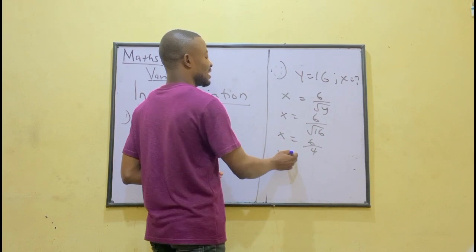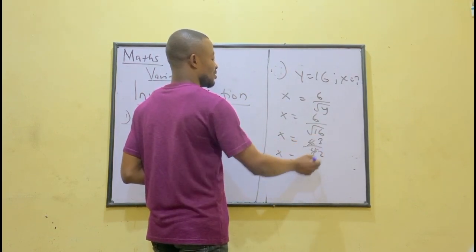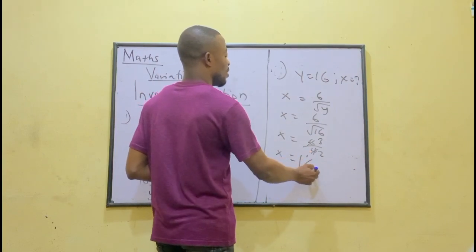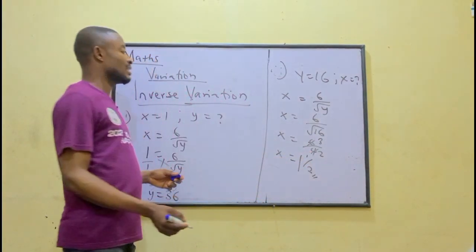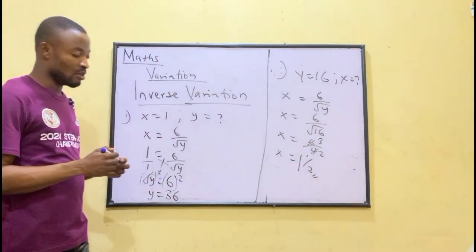So this gives us that x is equal to 6 over 4. 2 here will give us 3, 2 here will give us 2. So 3 over 2 is the same as one whole number, 1 over 2. Okay, so we have 36 and one whole number, 1 over 2.